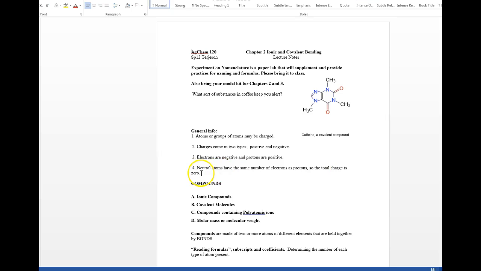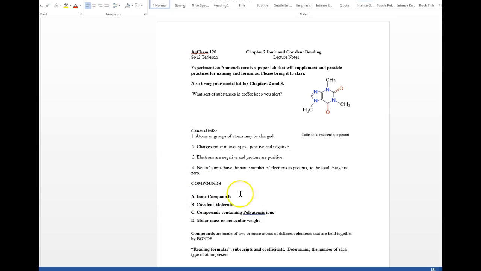Okay, so on the periodic table, hydrogen has 1 proton. It also has 1 electron, so its charge on the chart is neutral. Everything on the periodic table has a neutral charge, the way it's listed.